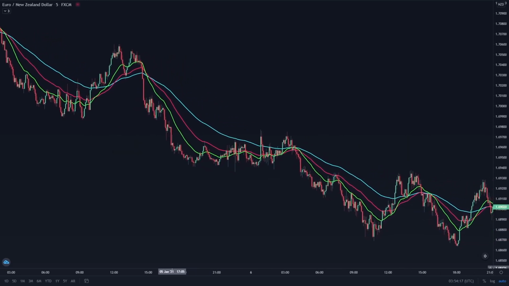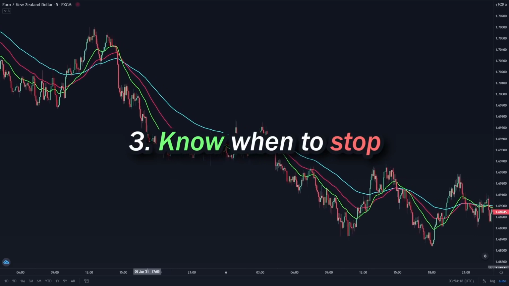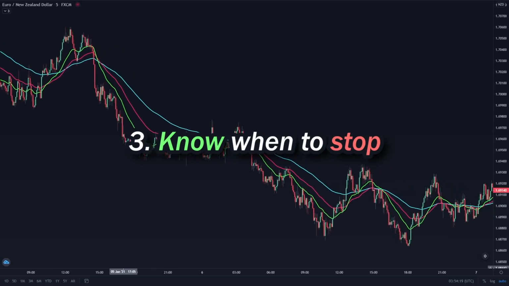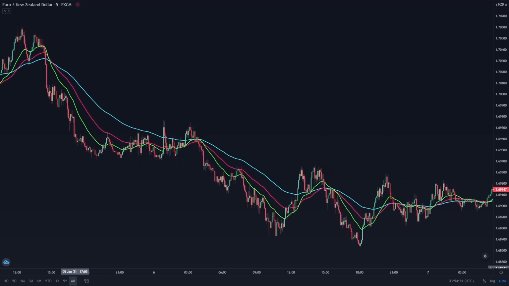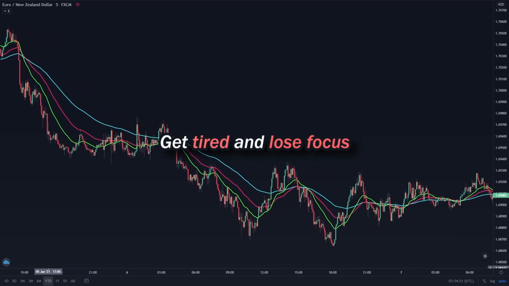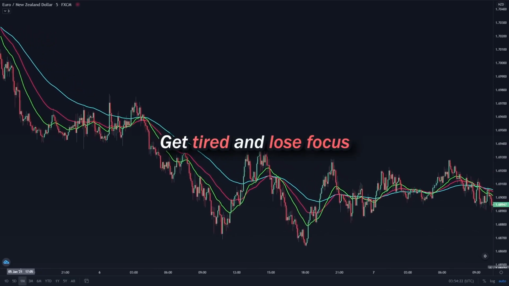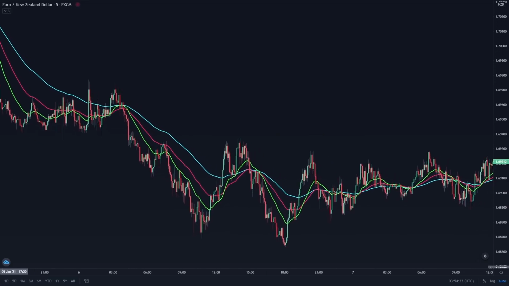The third tip is knowing when to stop trading. When you're scalping, you can easily find yourself trading for hours and hours, and over time, you will get tired and lose focus. So it's very important to know when to take a break. You don't have to worry about missing entry signals because there always will be other opportunities in the market.